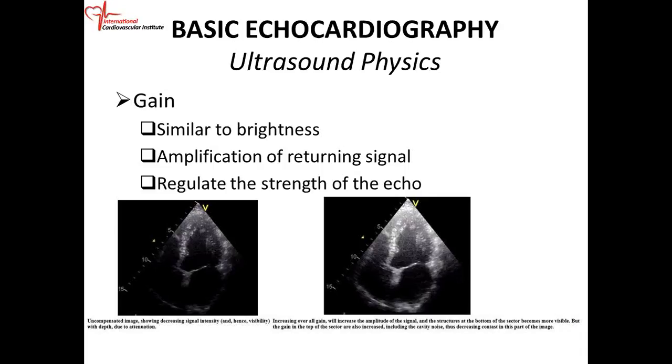So in this situation, you increase the overall gain, but you could increase just the gain to the lower portion. That would be more ideal. And you have that on the machine. You can do that in the machine. So you can do what is done here and increase the overall gain. So it's going to show you the lower structures, but it's going to brighten the upper structures more. Or you can use what we call the TGC to just increase the gain to the lower portion and leave the upper portion as is.